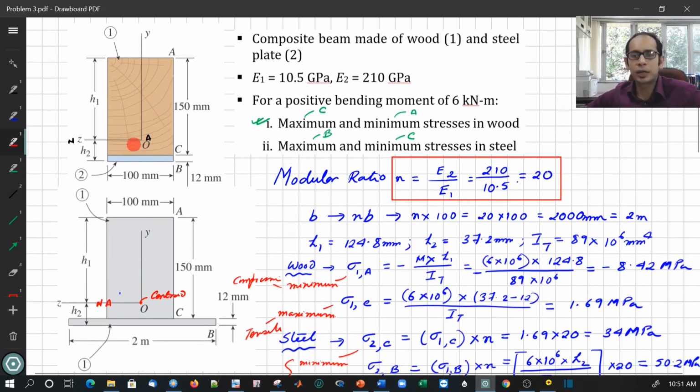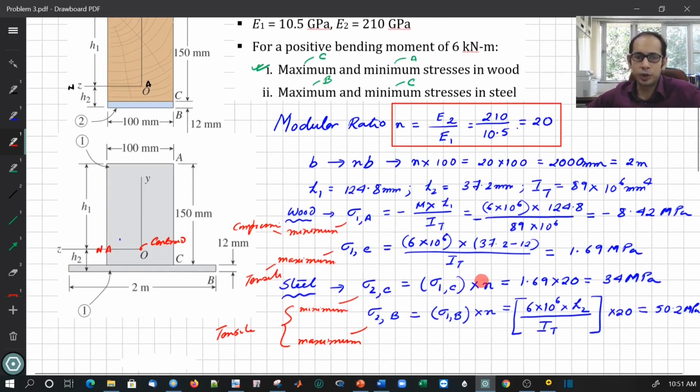So I hope this problem was clear, how we took this entire material made of material 1 and 2 and converted it to one material, but we back-calculate to find the stresses using this modular ratio that we have over here.